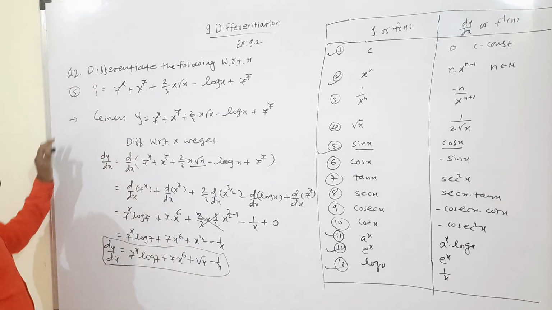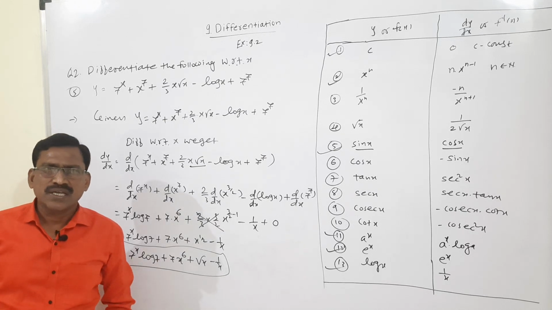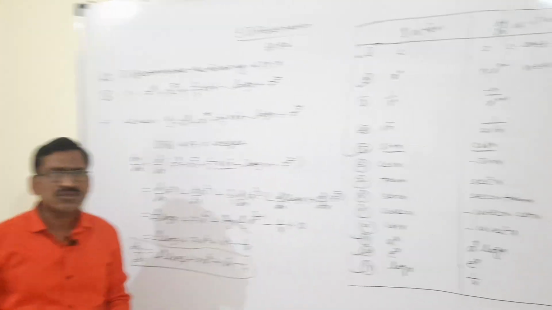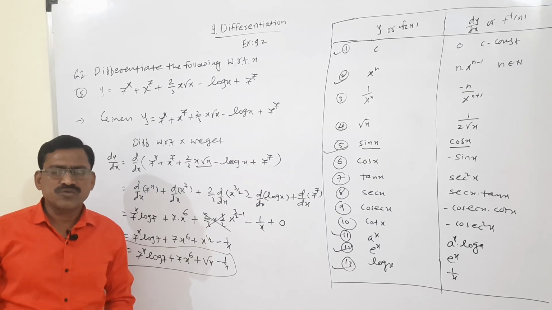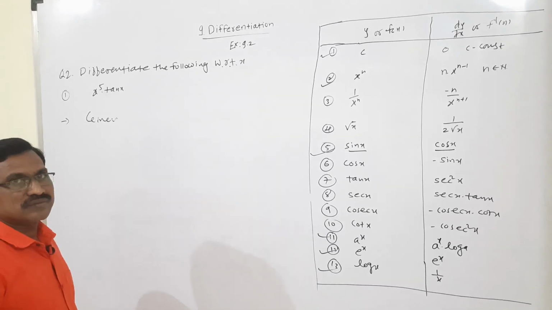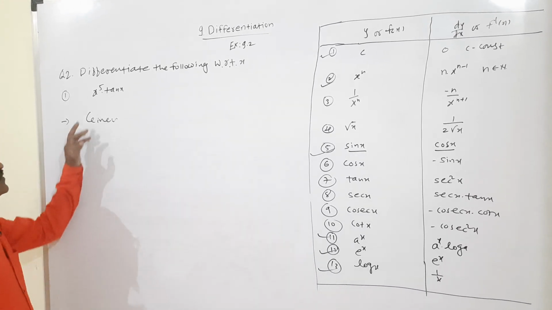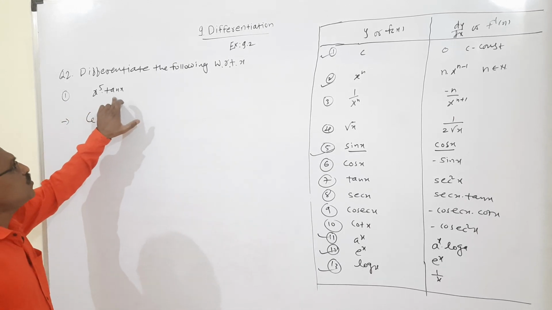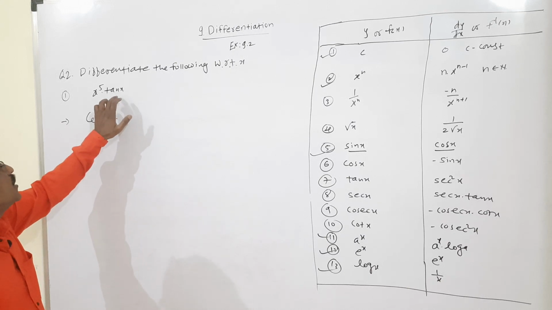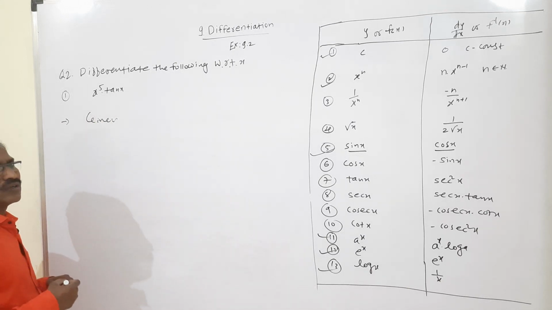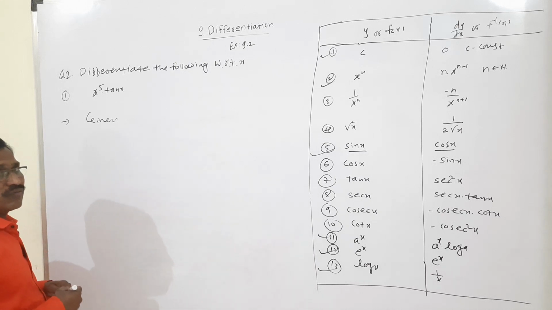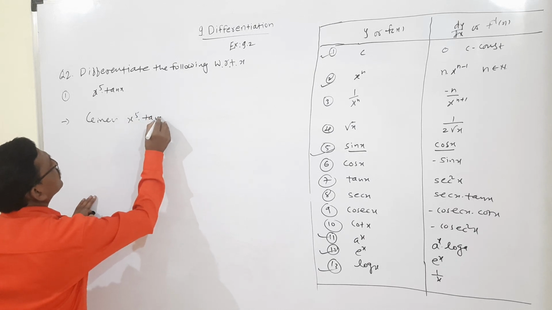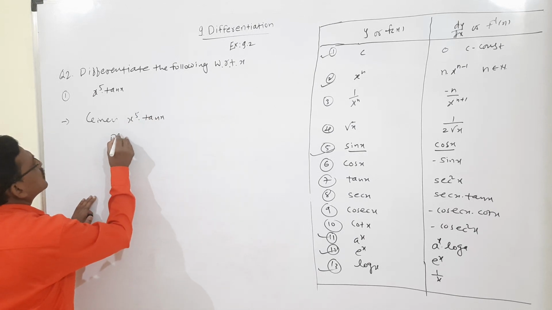Question number 2, differentiate the following functions with respect to x. In the second question we use the product rule. Here we have x raised to 5 into tan x, the product of two functions, and then we find the derivative of that function. So given x raised to 5 into tan x, differentiate with respect to x.